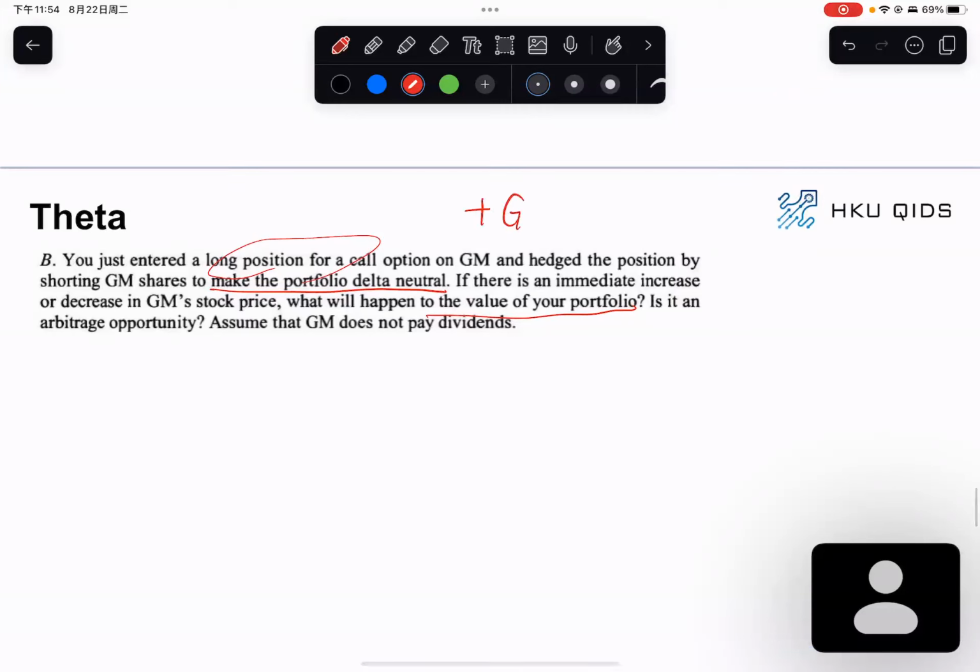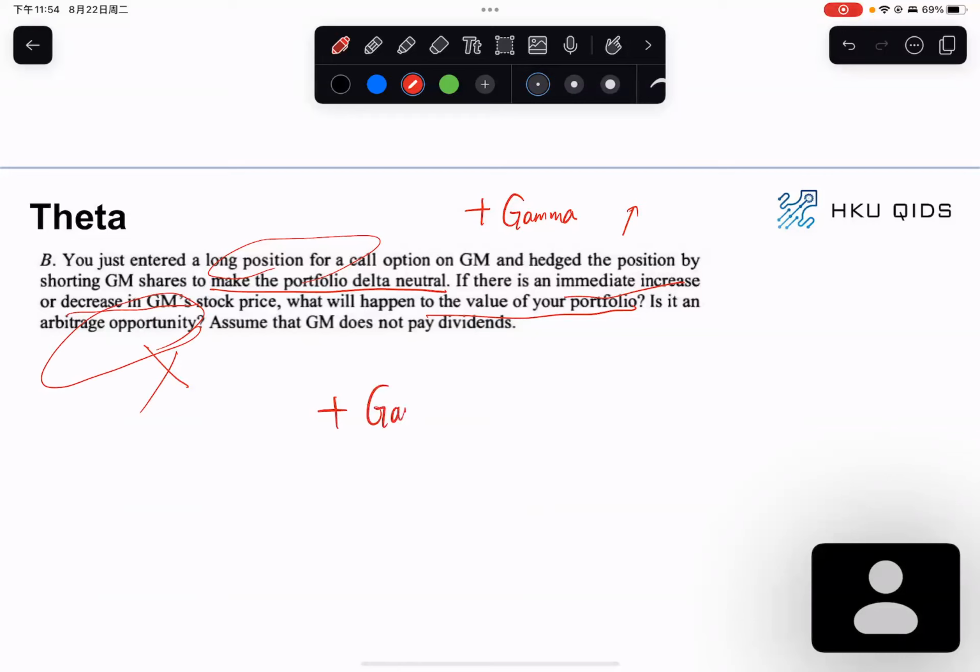We have positive gamma. And if there is an immediate increase or decrease, then gamma is going to be positive, so we earn some money, right? But is this an arbitrage opportunity? No, it is not an arbitrage opportunity. Why is that the case? Because it's not risk-free.